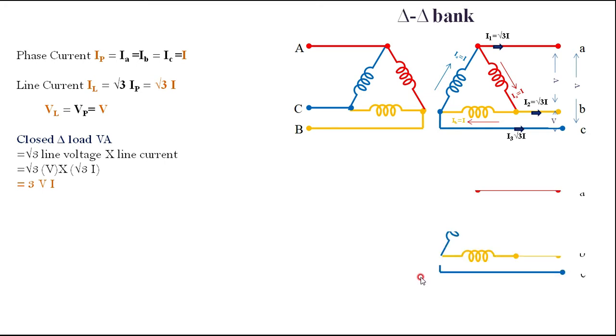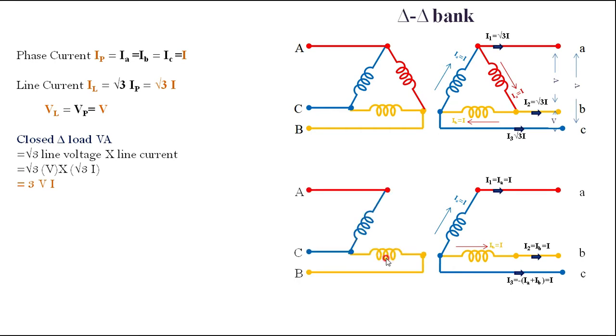Now I am considering the open delta, where one of the transformers is removed from the closed delta. I have drawn the secondary here, and the current in each phase is IA, then IC and IA. You can observe that in the previous case the line current was root 3 times I; here the line current is the same as the phase current in the open delta. I am also drawing the primary of the open delta.